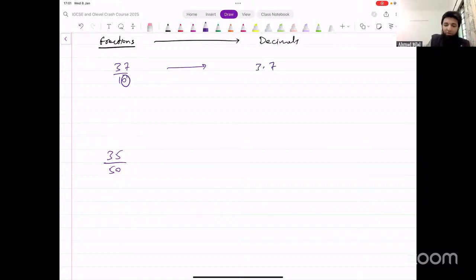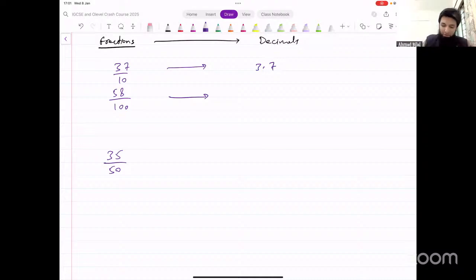So the number of zeros that you have, that's the number of decimal places that you're going to get there. If you have, for instance, 58 over 100, how many decimal places, how many zeros do we have in the denominator?